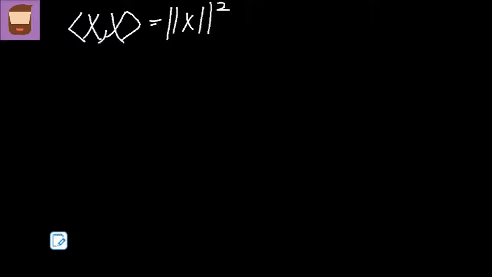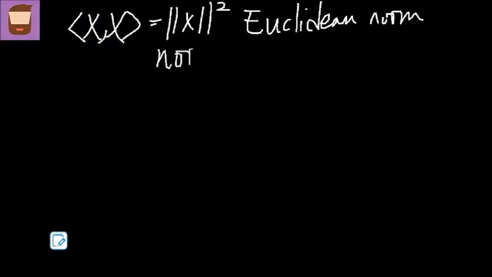What if we do the inner product of a vector with itself? Basically we get the square of the norm. Actually it is the Euclidean norm. Then the vector space becomes a normed vector space.